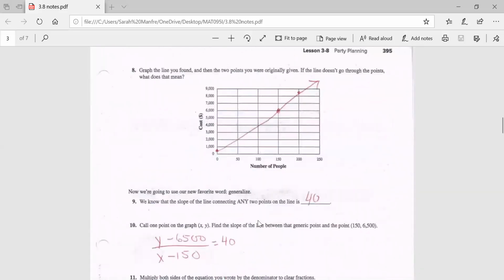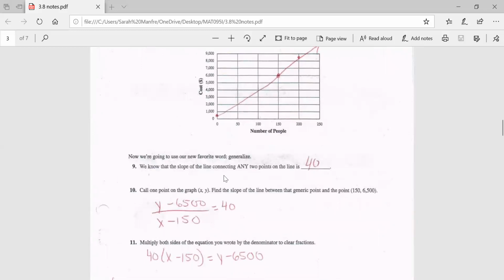All right. So we know that the slope of any line connecting any 2 points is 40. Okay. Now, just keep in mind that 40 is the cost per one person. So it's not going to look like 40 because the x-axis is going up by 50 people. So really, if you were going to go from one to the next, you have to find the cost of 50 people, which is why it's increasing by 2,000, because 40 times 50. Okay, so just keep that in mind. That's why it doesn't look like it's increasing by 40, because this x-axis is not counting by ones.